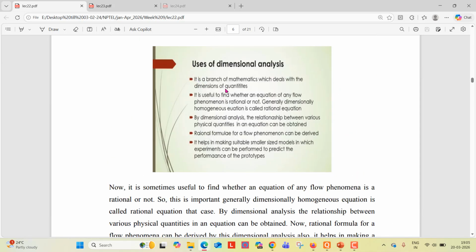It is a branch of mathematics which deals with the dimensions of quantities. It is useful to find whether an equation of any flow phenomenon is rational or not. Generally, a dimensionally homogeneous equation is called a rational equation. By dimensional analysis, the relationship between various physical quantities in an equation can be obtained. I think now you can relate what I have just told in the beginning, that why these parameters are important. Rational formulae for a flow phenomenon can be derived. It helps in making suitable smaller sized models in which experiments can be performed to predict the performance of the prototypes.